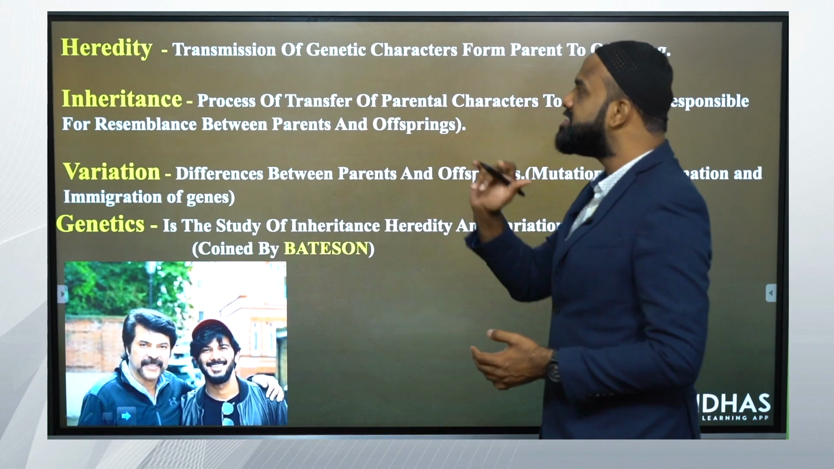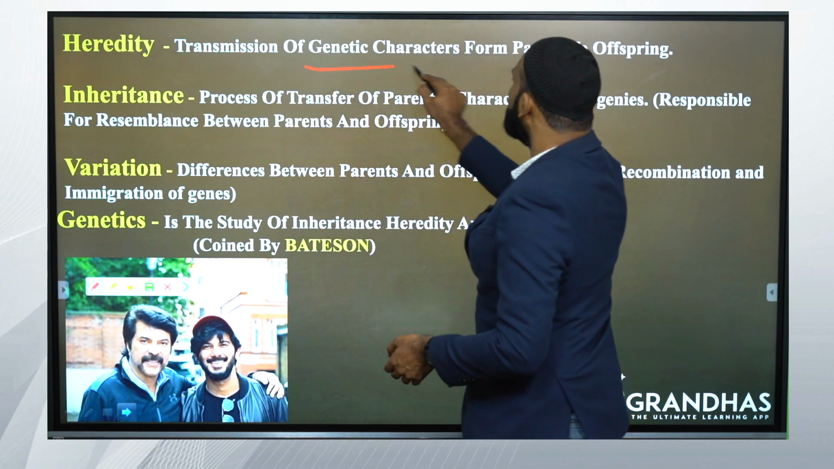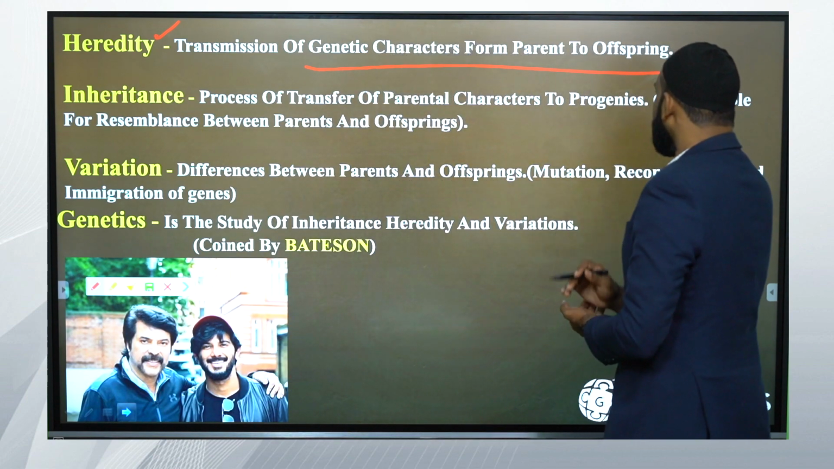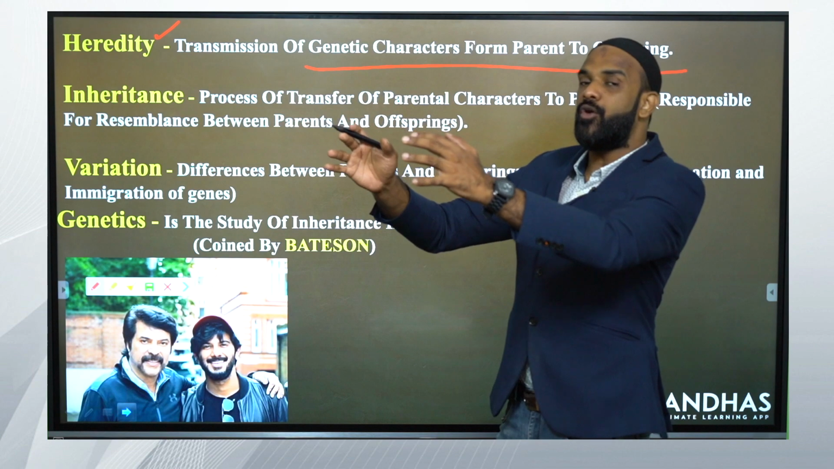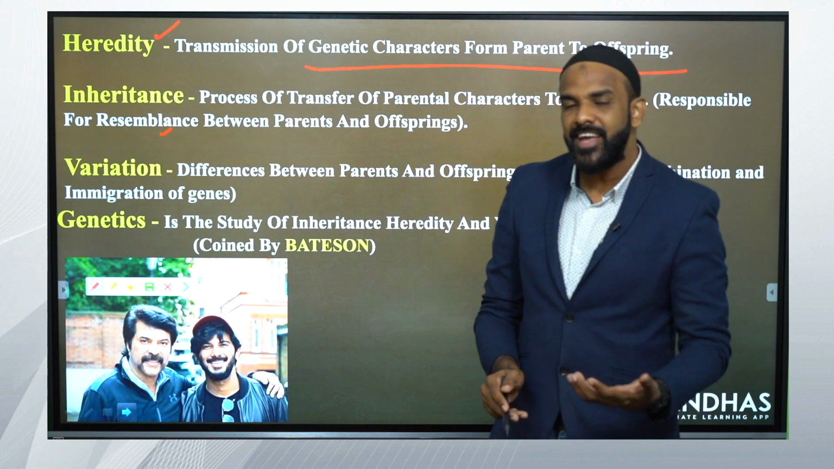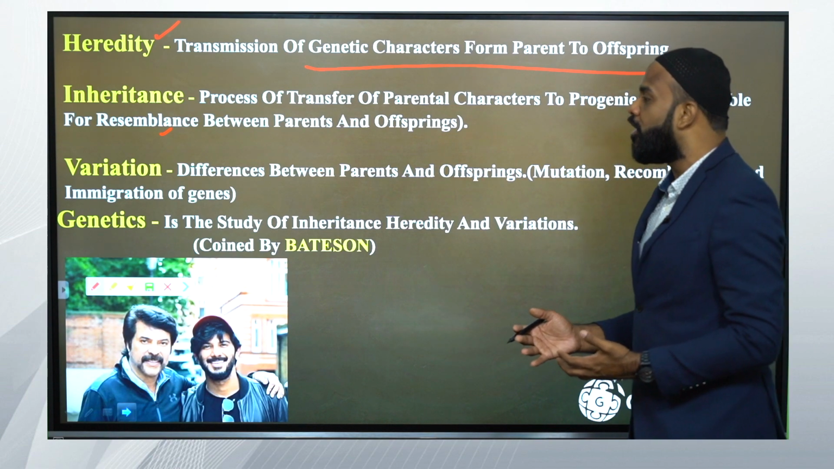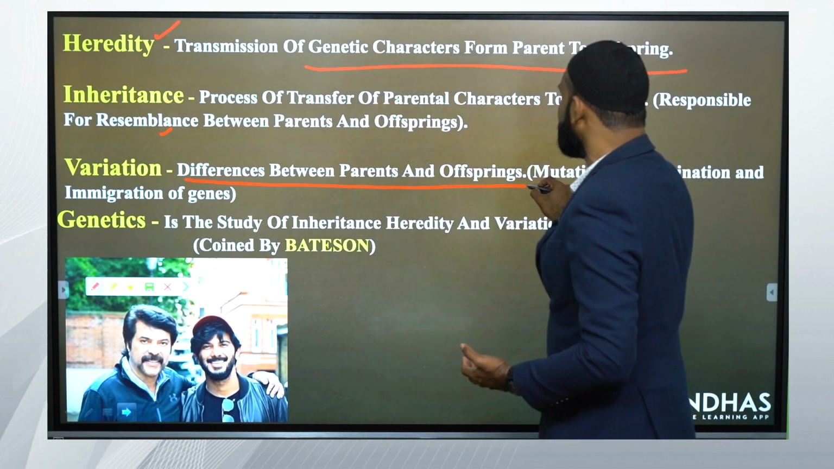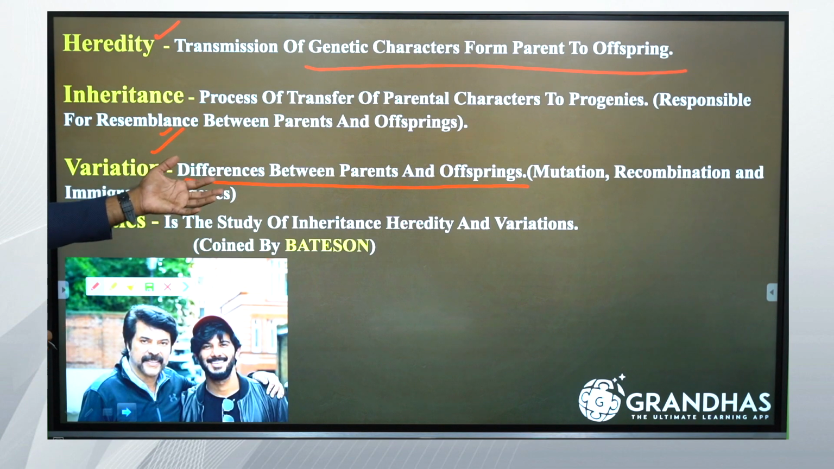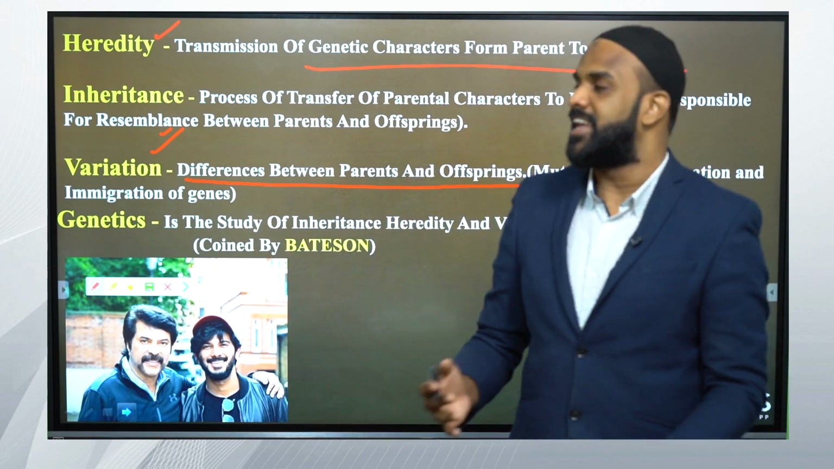See, first of all, we should understand that the transmission of genetic characters from parents to offsprings is simply called heredity. And the characters responsible for resemblance are called inheritance. And those characters which are responsible for the difference between parents and offsprings are called variations. So it can be of mutations, recombinations, and migration of genes, which we study later on.